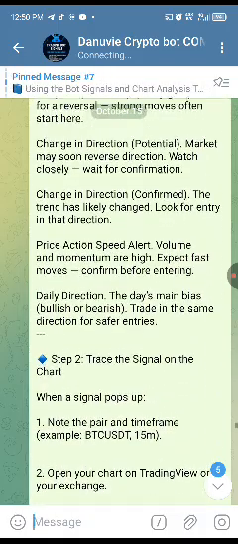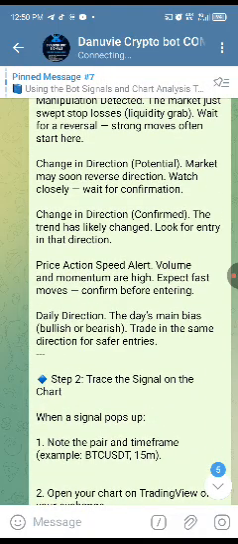So we go to the next one, change in direction, potential. Now, markets may soon reverse direction. Watch closely, wait for confirmation. This simply tells you that the bot is telling you that the market may soon change direction, but it's not confirmed yet. It's just telling you to keep watch and pay attention, but don't trade. Pay attention, but don't trade.